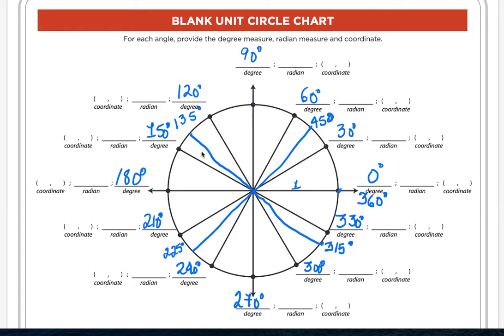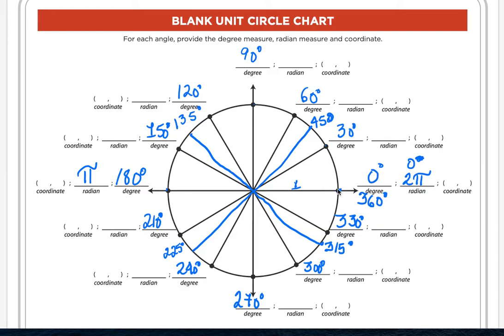So if I go just halfway around, how many radians have I gone? Well, I've gone pi radians, right? If I've gone halfway around the circle. If I go all the way around, it starts off as 0 radians, and then it ends up being 2 pi radians. Okay, 0 and 2 pi are going to be laying on the same place.